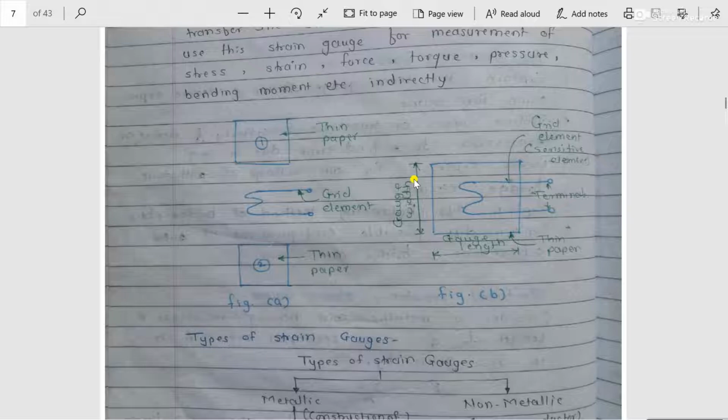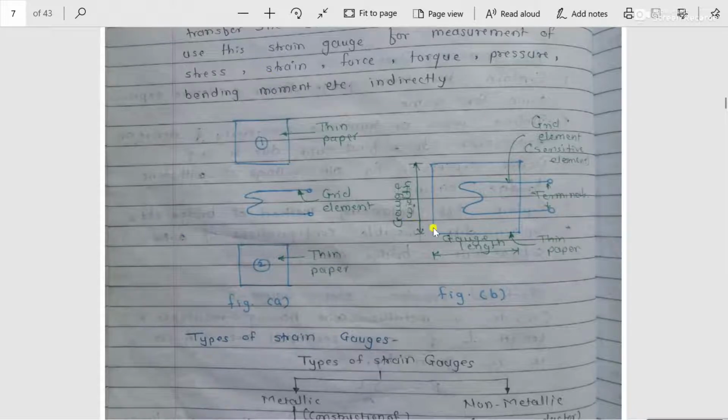So these are the three basic advantages of the thin papers. First, to protect the grid element from the environmental conditions. Second, these thin papers act as an insulation between the grid element and the test specimen. And third, due to these thin papers, I can handle this strain gauge very easily. Therefore, these thin papers play a very important role.